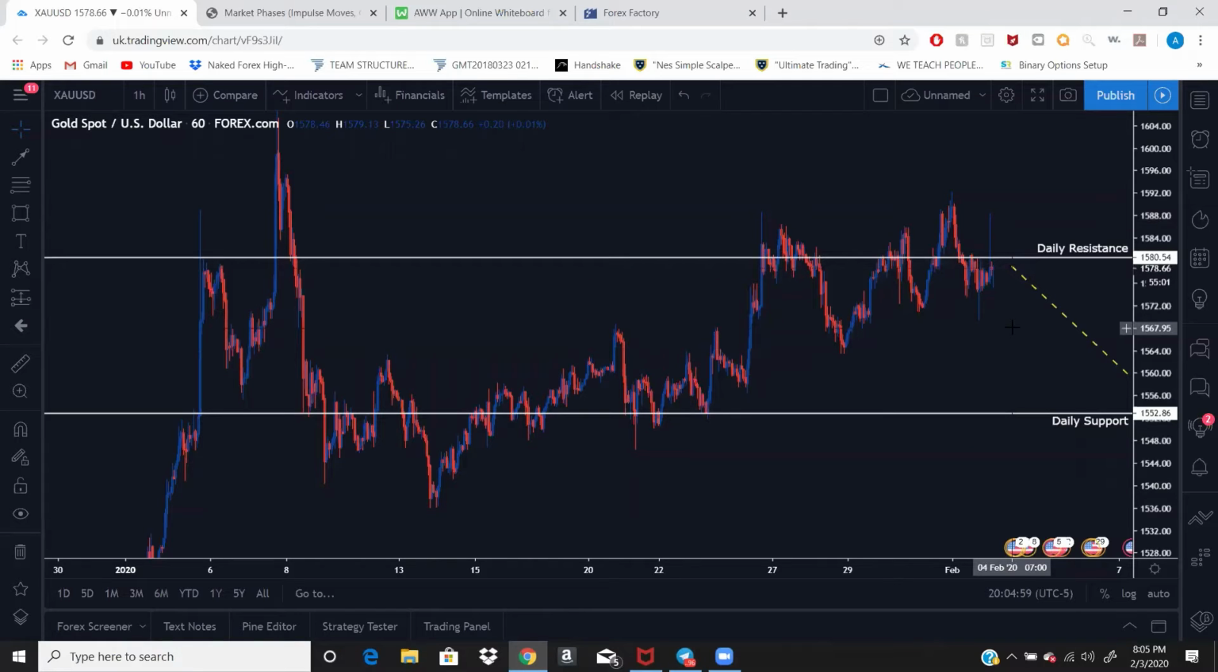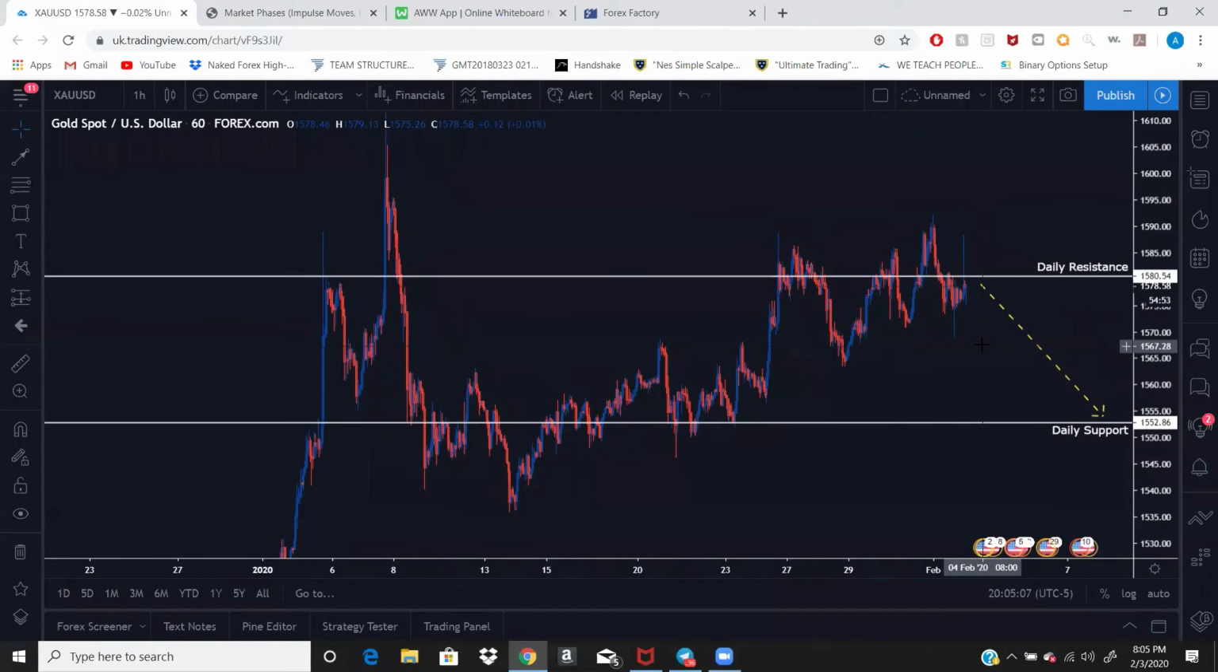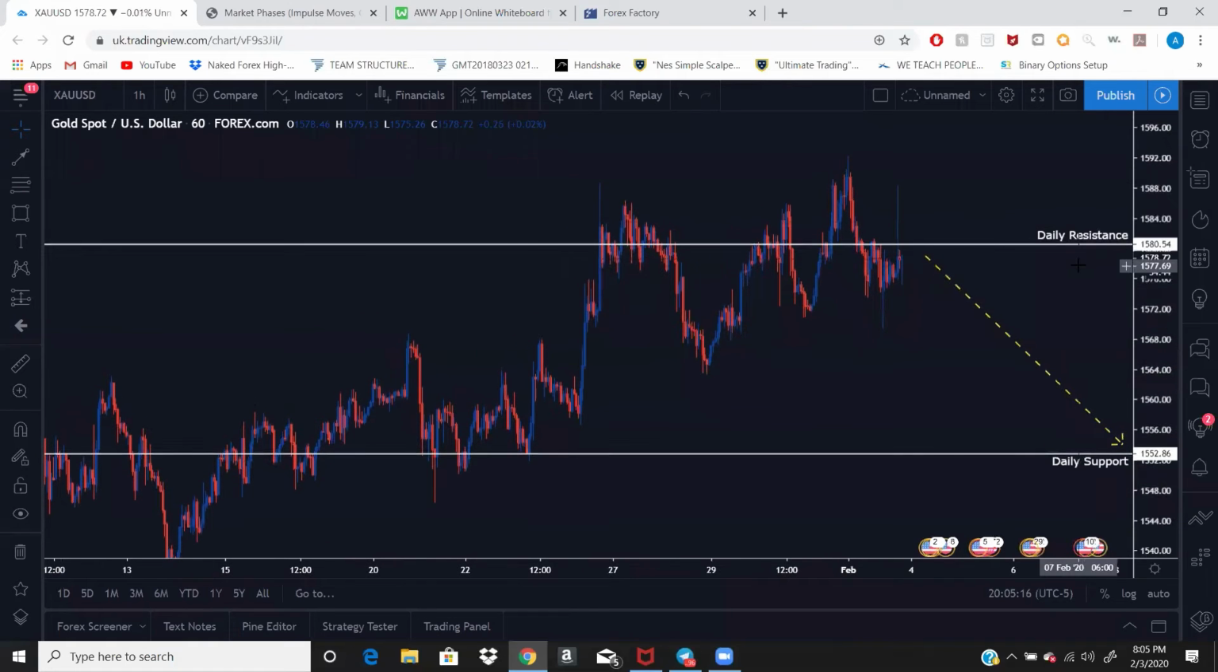So, but anyway, I don't want to go too much into that. Just wanted to touch up on that for a second. But yeah, I would look for the sells in gold, honestly.